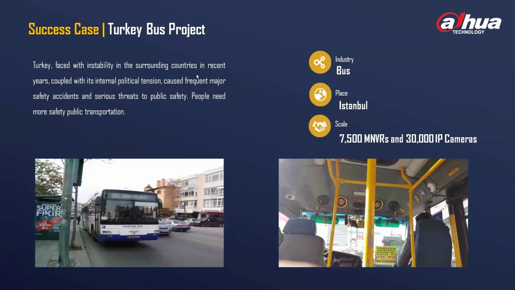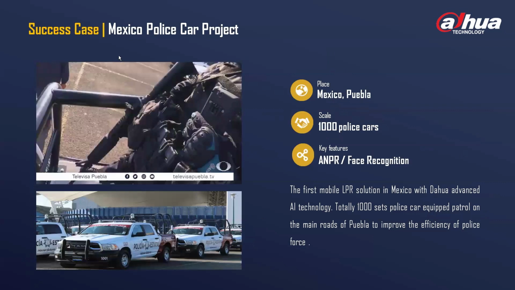Then we have the Turkey bus project. With this, we have 7,500 MNVRs and 30,000 IP cameras. So that's typical, and you can see the installations within the bus. Then we have the Mexico police car project.